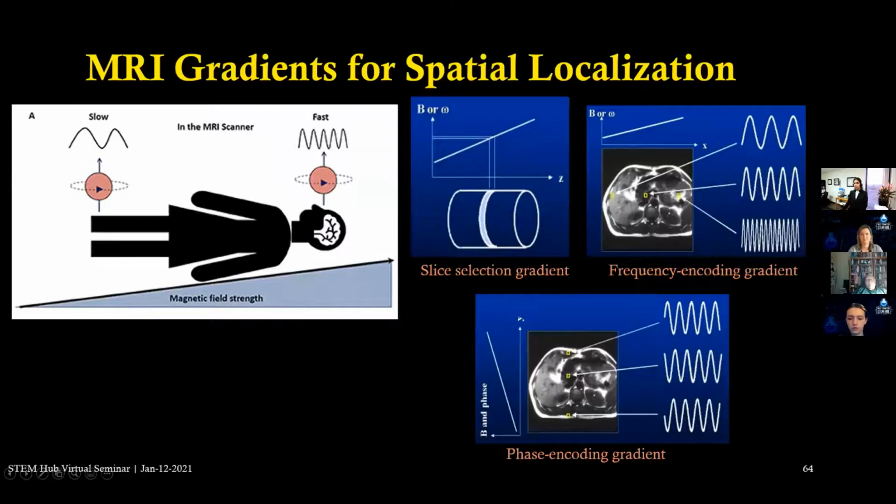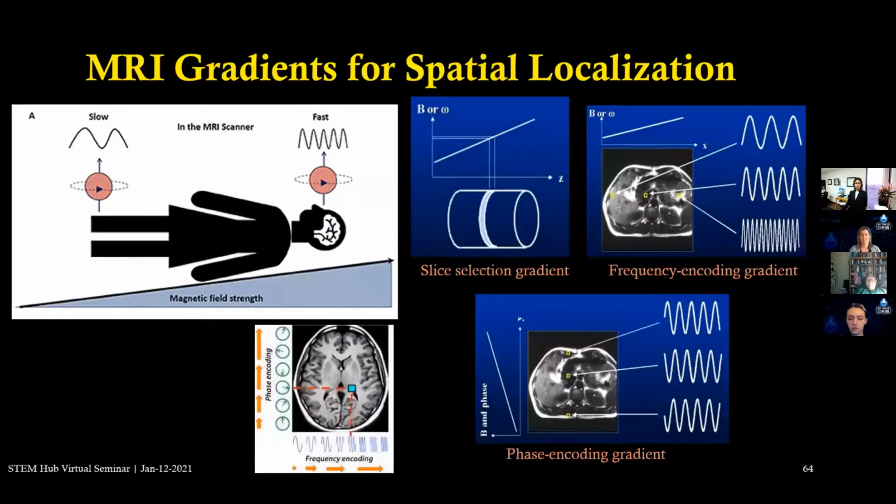And you apply two more gradients along frequency and phase encoding. If you see here along the X direction, these have different frequencies, and from these different frequencies, you know which location the signal is coming from. Similarly, these have different phases, and from the phase information, you can tell which location it is coming from. So these gradients are used for locating which pixel or which point your signal is coming from.